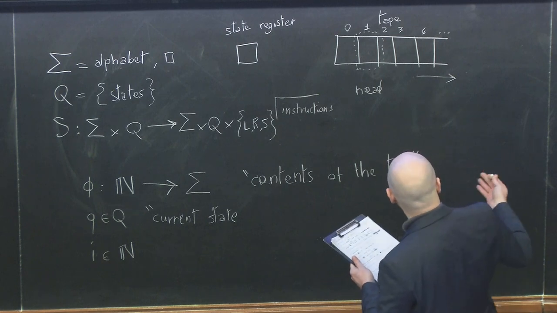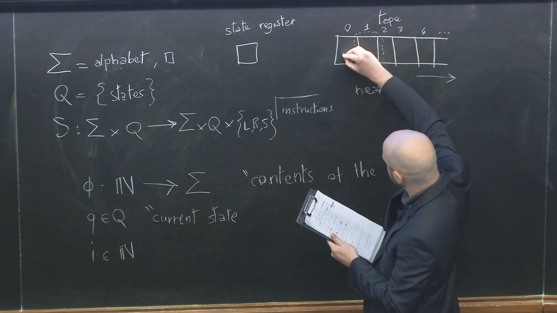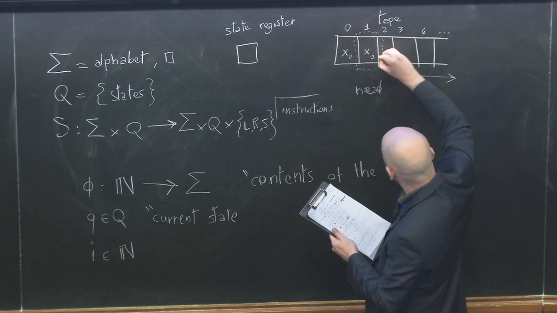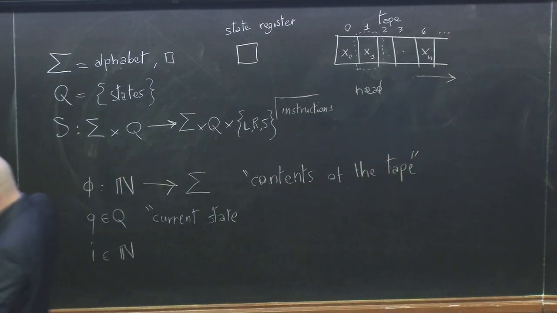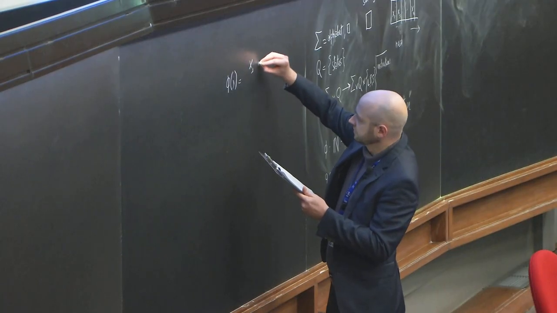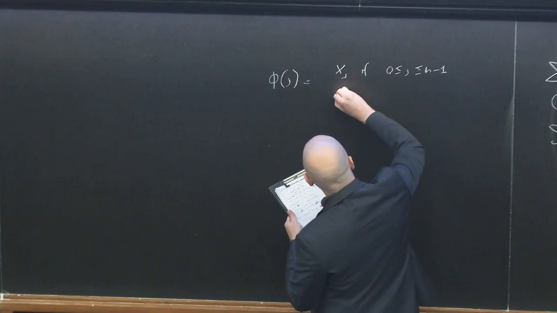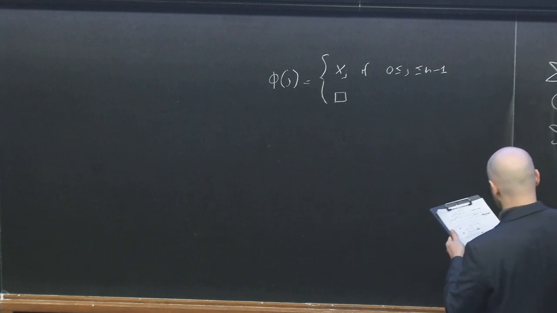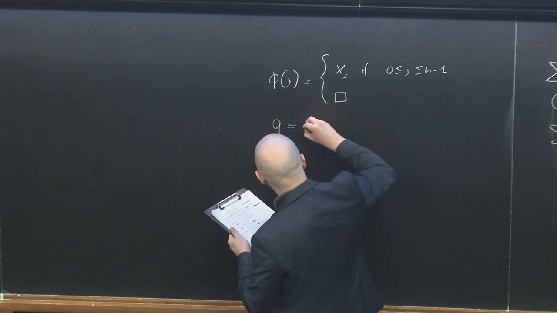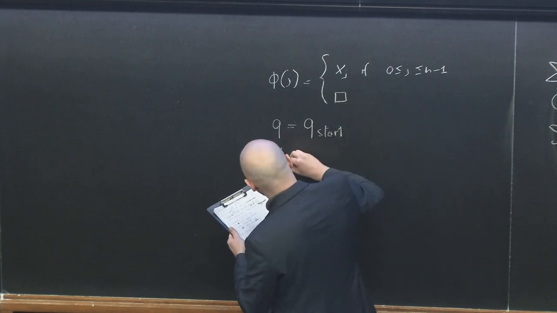Now, how would a machine compute something? Well, given an input, you would have to specify the content of the first, say, n squares. And the machine would start in an initial configuration where, as I said, the first few squares contain the symbols of the input. And the initial state should be a specific state we decide to be an initial one. And the head starts in the zero position.